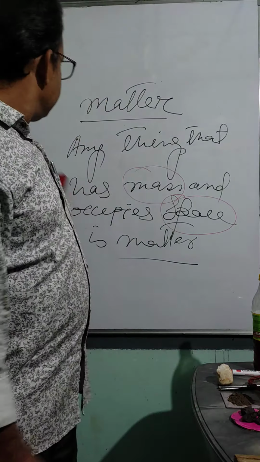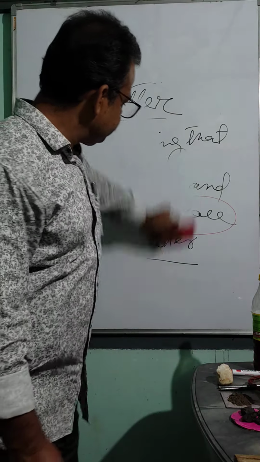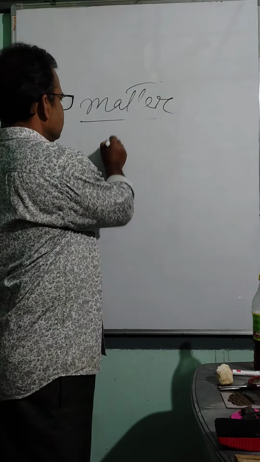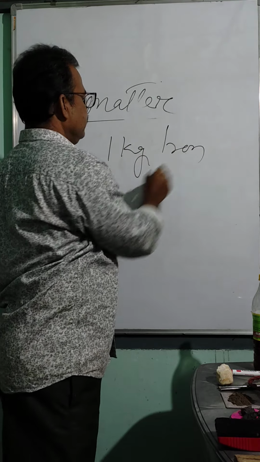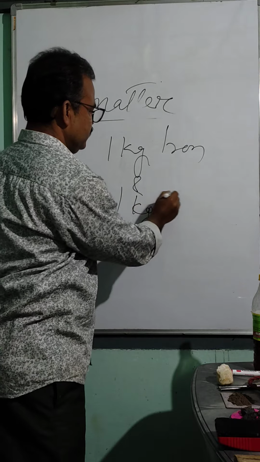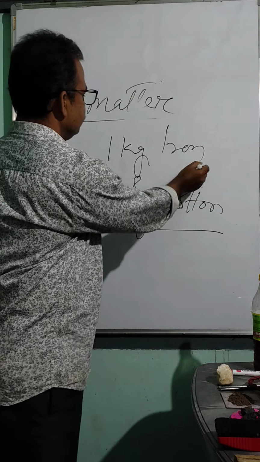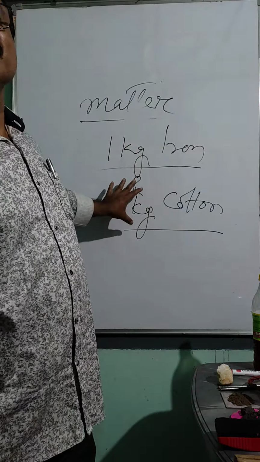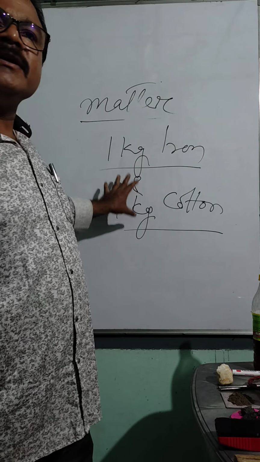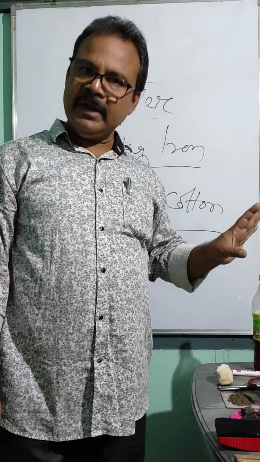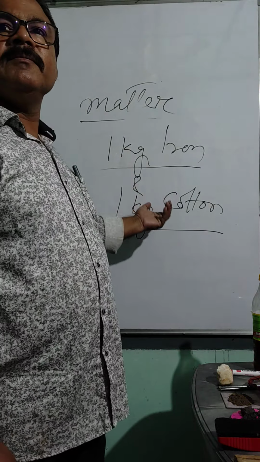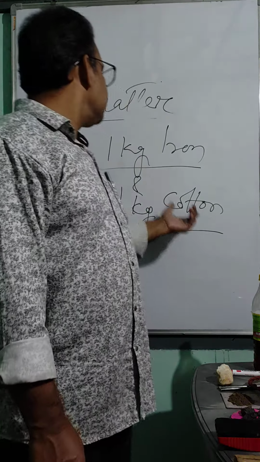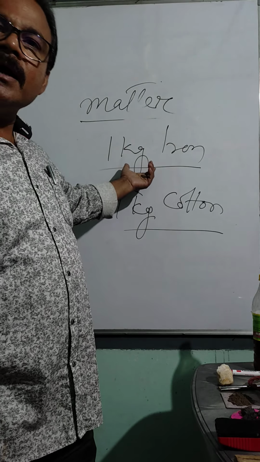To get the clear conception, you take one example. Can you tell me which one is heavier? 1 kg iron or 1 kg cotton. Among these two, which one is heavier? No. Both are the same. Both of them are equally heavy. But the difference is in volumes. The volume of 1 kg cotton is more than the volume of 1 kg iron.